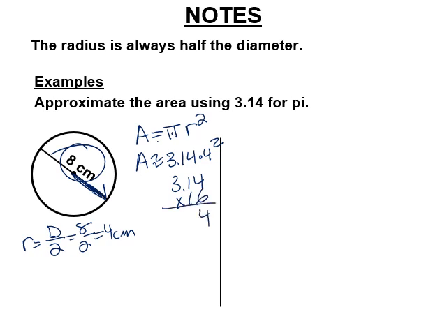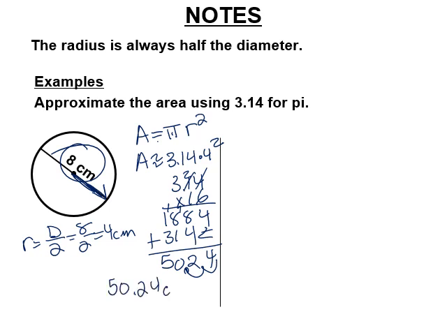6 times 4 is 24. 6 times 3 is 18. You get a 3, 1, and 4. We add the 2 rows. Move the decimal twice, and it's 50.24 square centimeters, right? This was 4 centimeters, and we squared it.